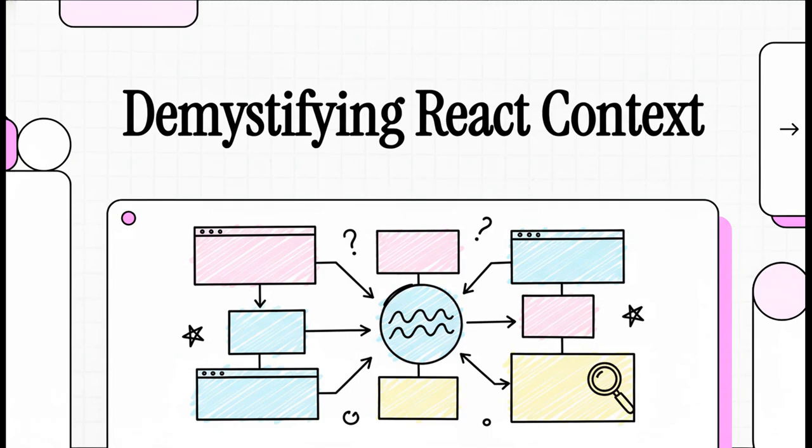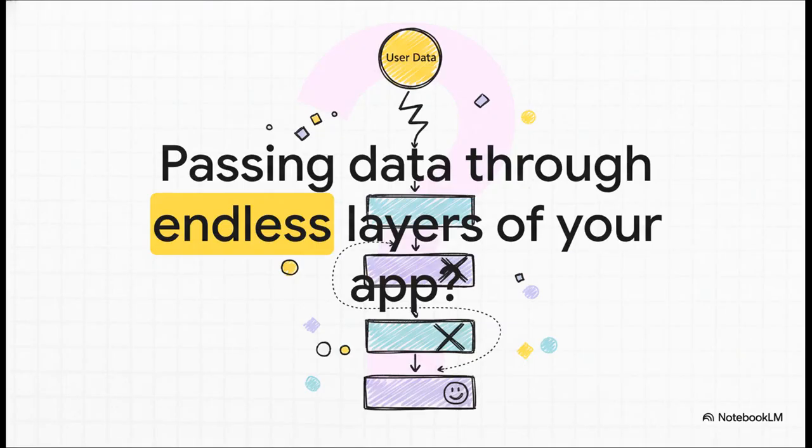All right, let's dive in. Today, we're going to tackle one of React's most powerful, but sometimes confusing features, the Context API. And hey, if you've ever found yourself passing props down through what feels like a million different components, this is for you. So let's start with a scenario.